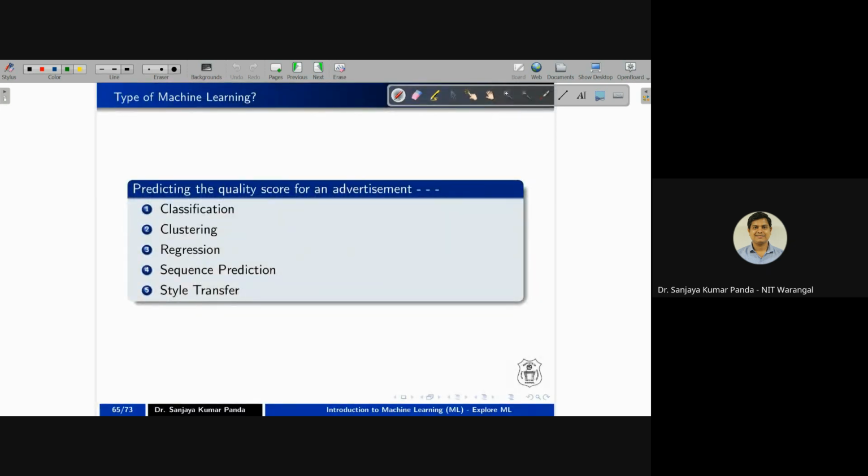Okay, predicting the quality score of an advertisement. Obviously it is a regression problem, right? It is a regression problem because you are predicting the quality score. You have to define what quality is, and based on that, when a new advertisement comes, you have to say what its score is. So it is a regression problem.